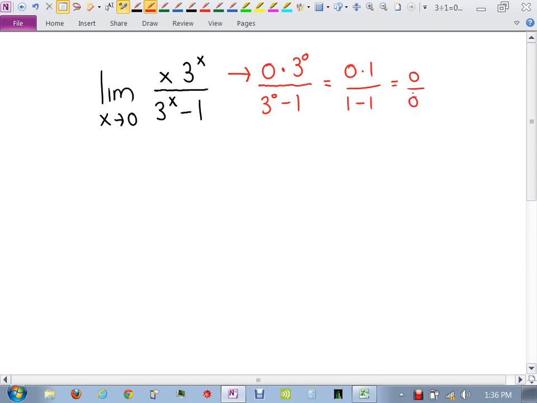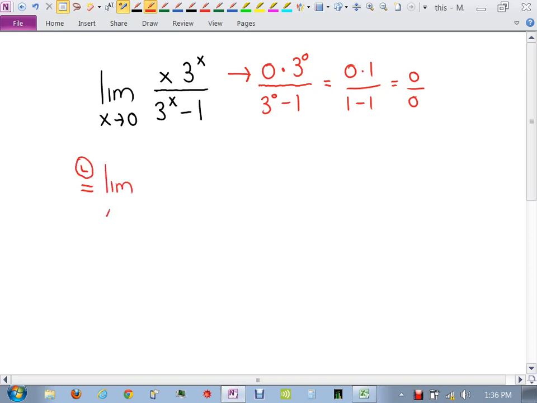Everyone understand that? Anything raised to the 0 is 1. What about 0 to the 0? That's different, right? 0 to the 0 is undefined. So can we apply L'Hopital here? Yes. So I'm going to apply L'Hopital now.